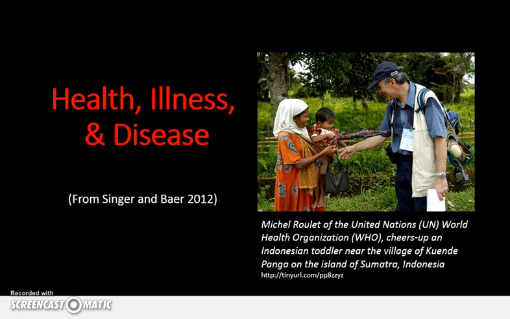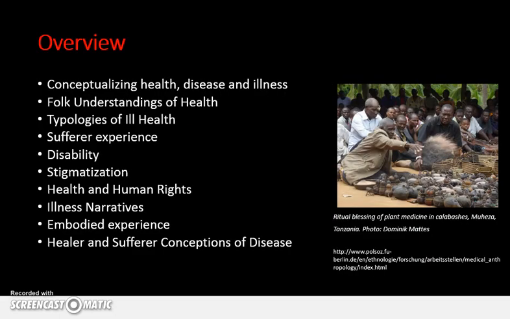In this lecture, I'll be discussing Chapter 3 of Singer and Baer's Introducing Medical Anthropology, the second edition, and we'll look very specifically at Chapter 3 and the components of Chapter 3: how health, disease, and illness are conceptualized by medical anthropologists, and how individuals understand these and put these into practice. We'll look at some folk understandings of health from various ethnographic examples, some typologies of ill health.